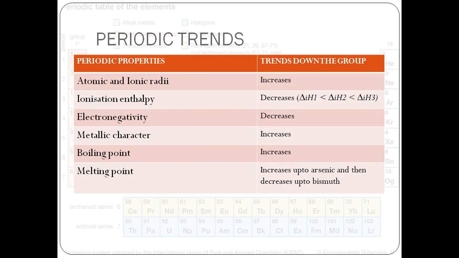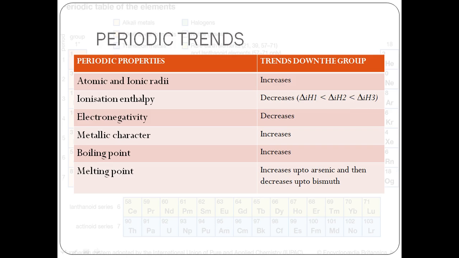Now let us talk about the periodic trends in their properties, and first we will study atomic and ionic radii. The covalent and ionic radii increase down the group. From nitrogen to phosphorus, there is a considerable increase. However, from arsenic to bismuth, there is a small increase. It is due to the presence of completely filled d and or f orbitals.